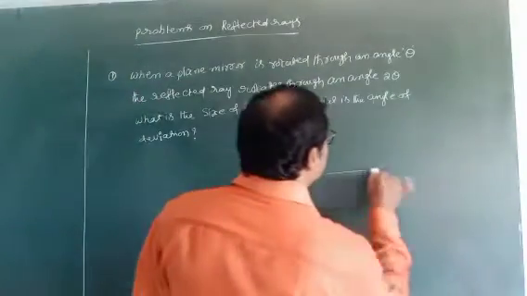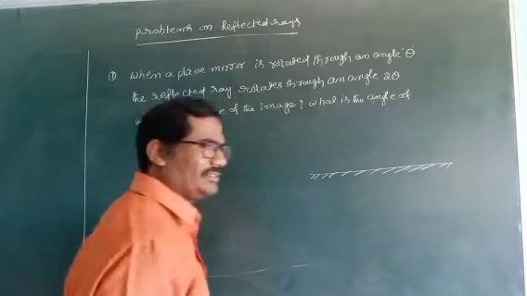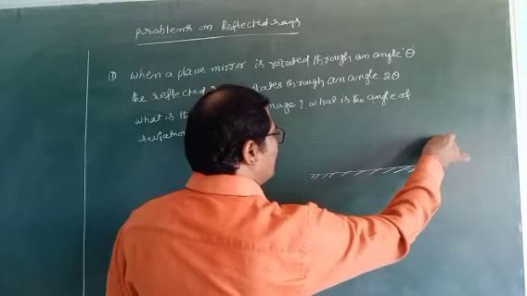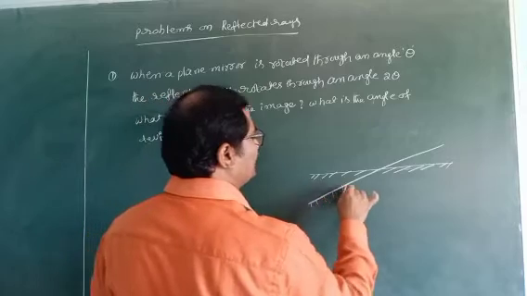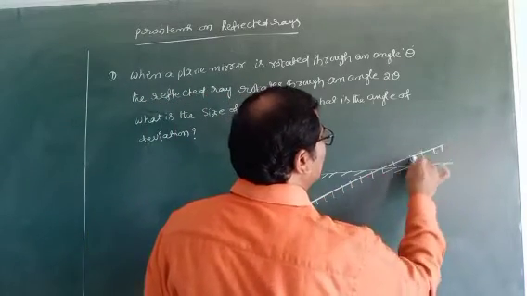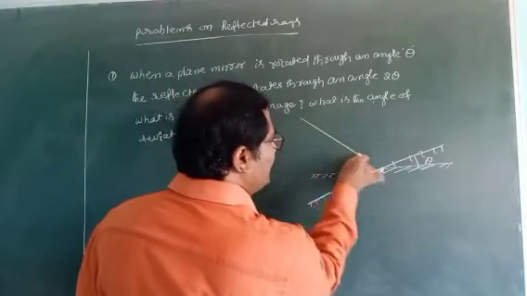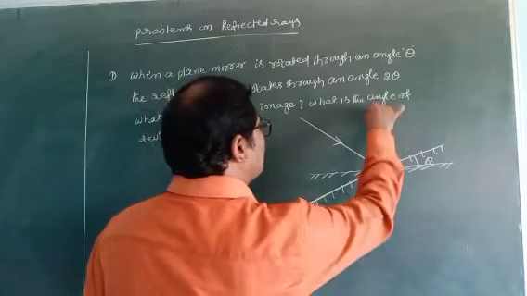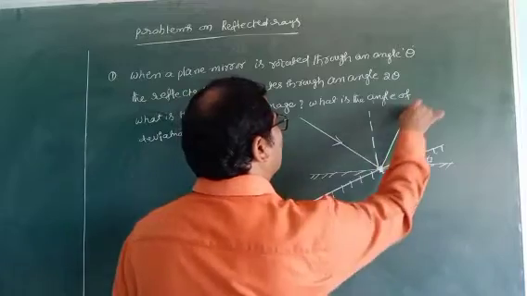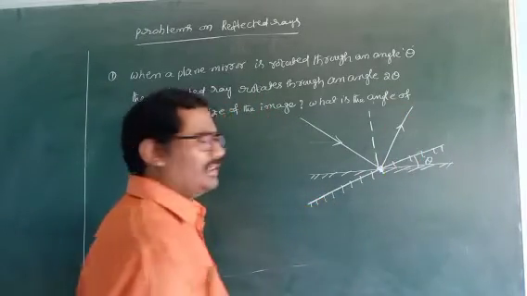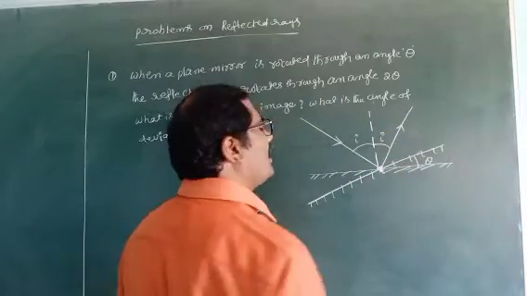Take the first mirror. The mirror rotates through a certain angle, theta. This is the point of incidence, the incident ray, and the normal. This is the reflected ray. The angle of incidence is i, and this is also i. Why?